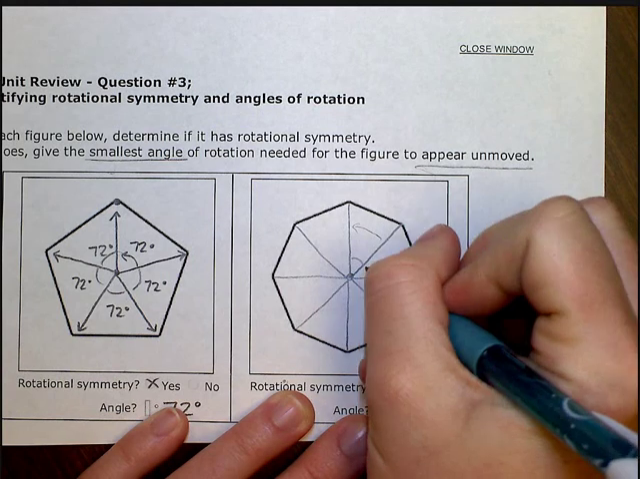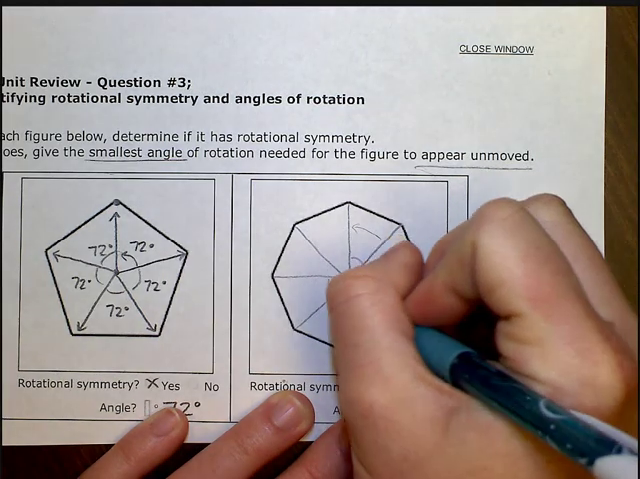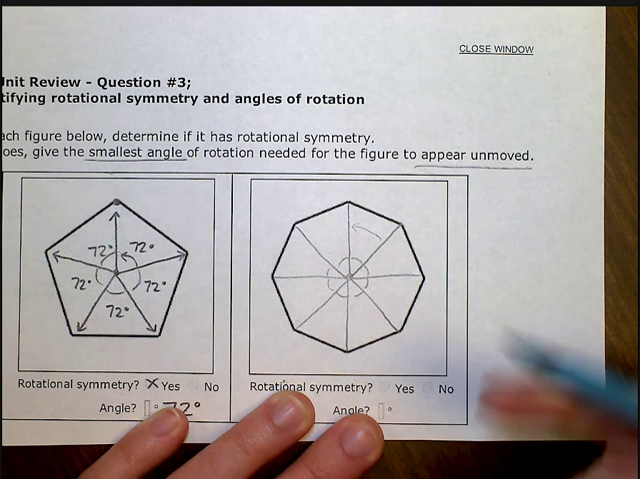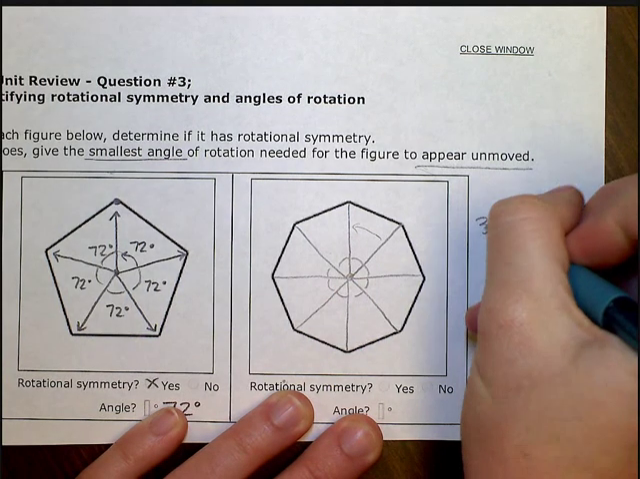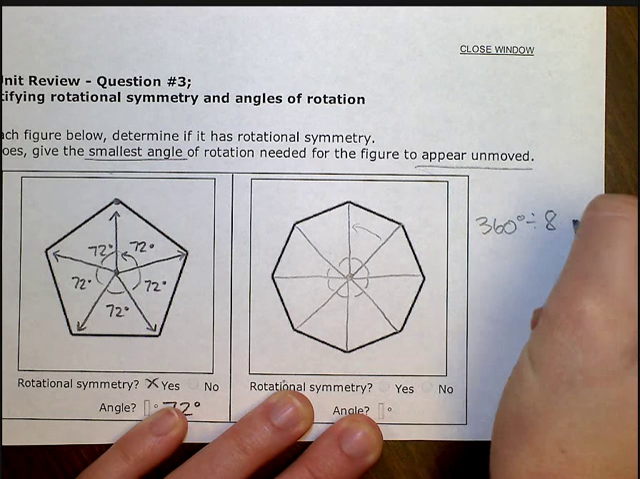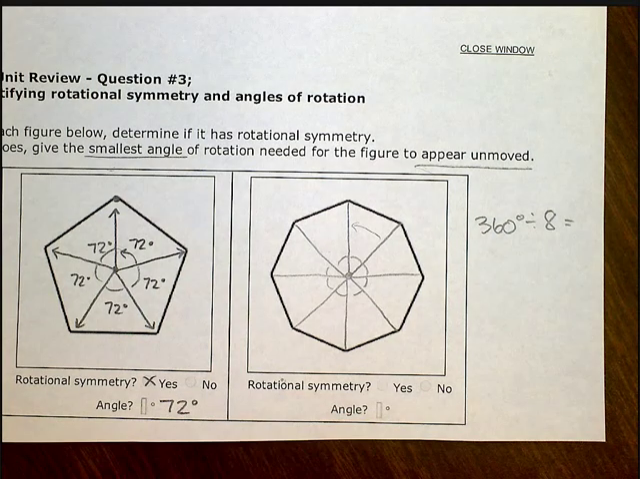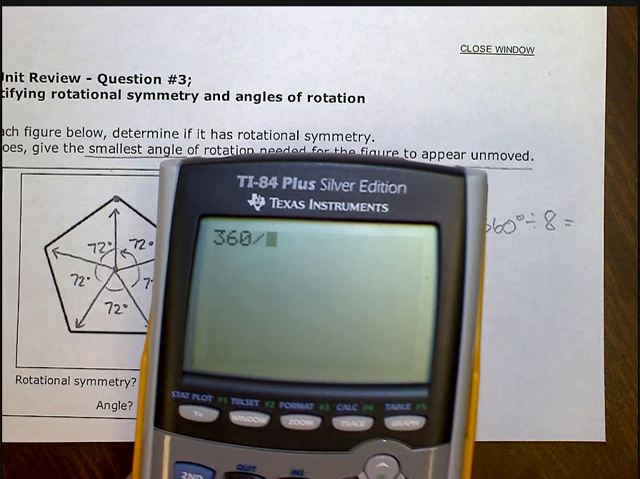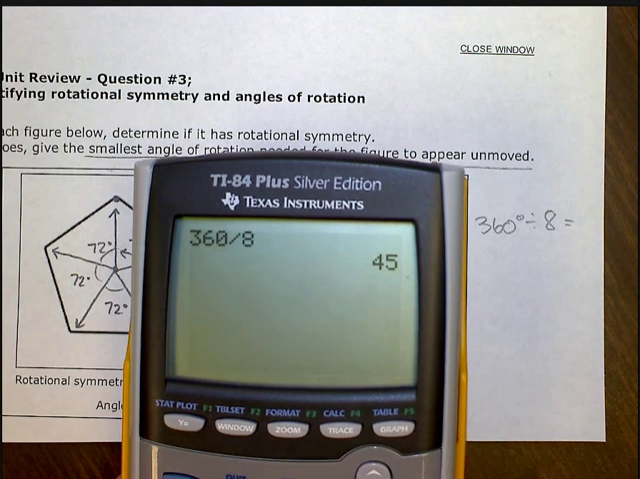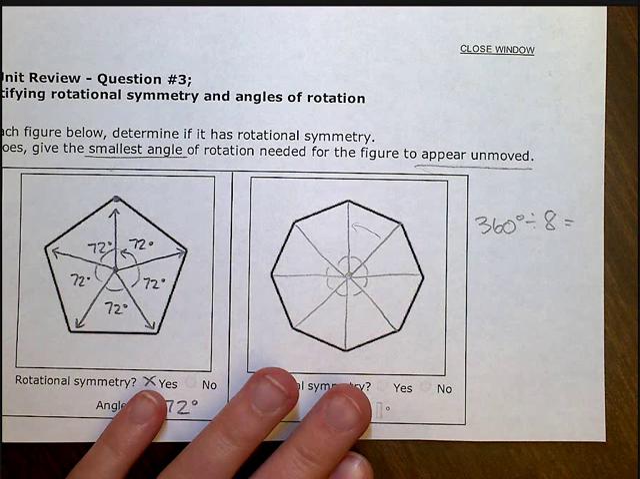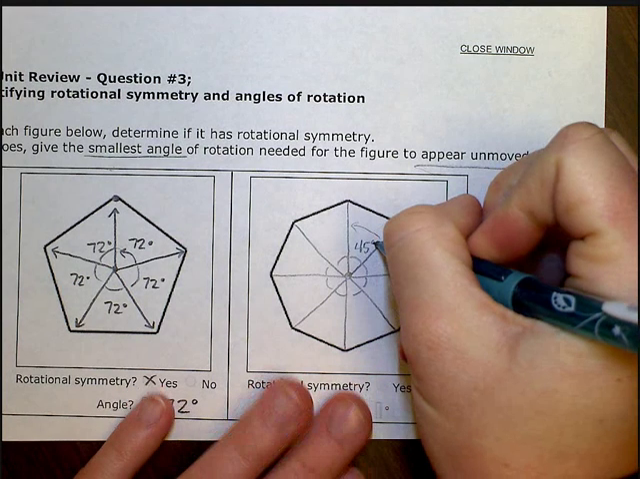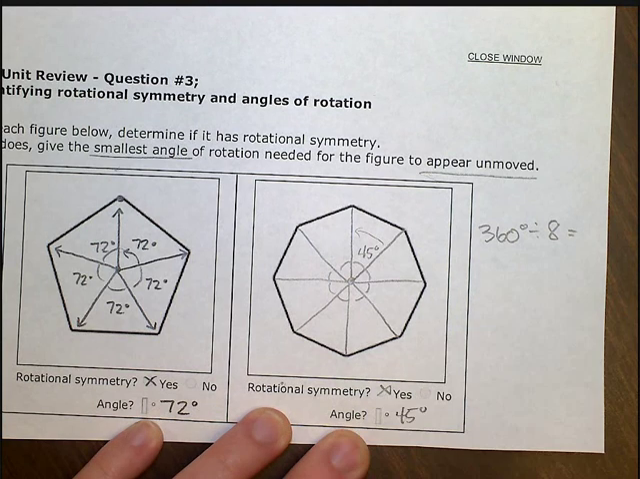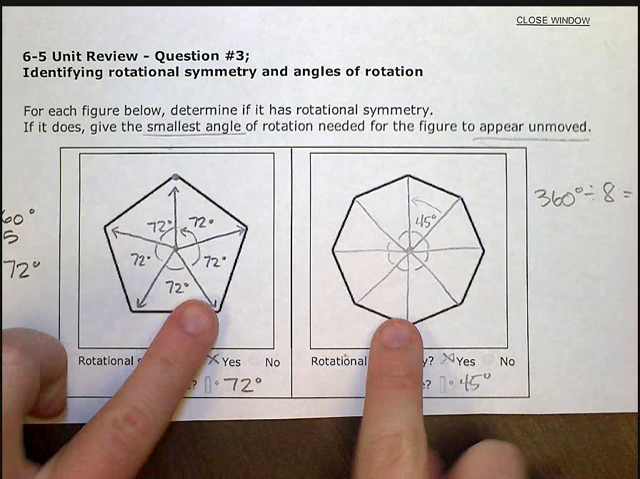Now, it's the same as all of these other angles, and we have 1, 2, 3, 4, 5, 6, 7, 8 angles. So I'm going to do 360 divided by 8. If I get out my calculator and I do 360 divided by 8, I can see that each of those angles is a 45-degree angle. So it does have rotational symmetry, and it's 45 degrees. So if you have regular polygons, it's as simple as that.